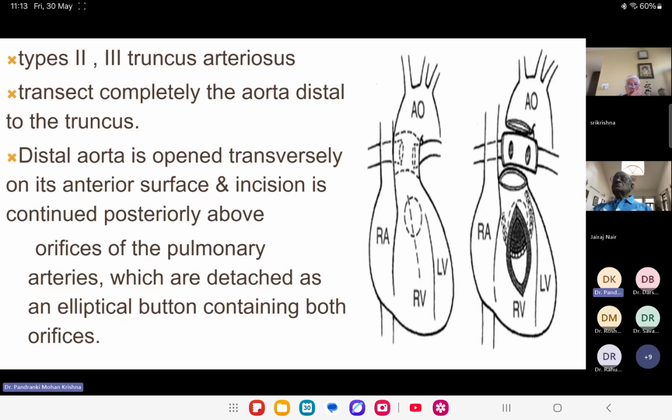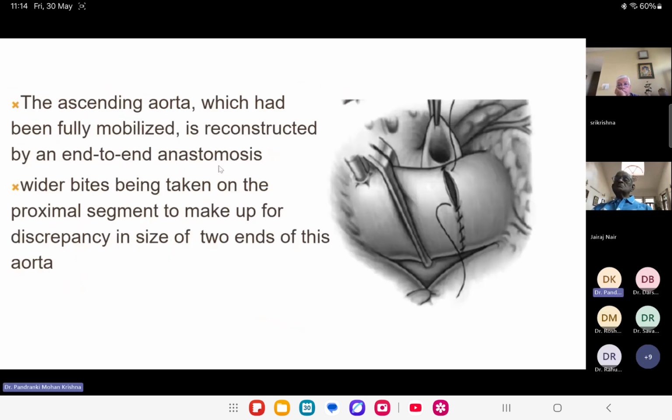The distal aorta is opened transversely on its anterior surface and the incision is continued posteriorly above the orifices of the pulmonary arteries, which are detached as an elliptical button containing both orifices. We can see this is the curve. So the ascending aorta, which has been fully mobilized, is reconstructed by end-to-end anastomosis after this. Wider bites are taken on the proximal segment, because the proximal segment is larger than the distal segment after the origin of the pulmonary truncus.